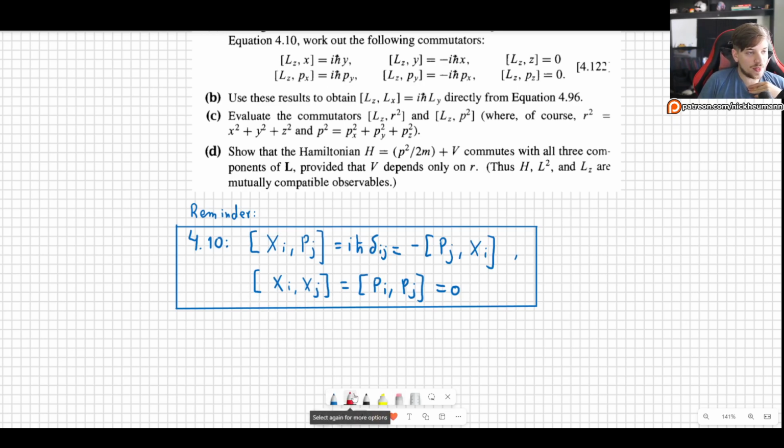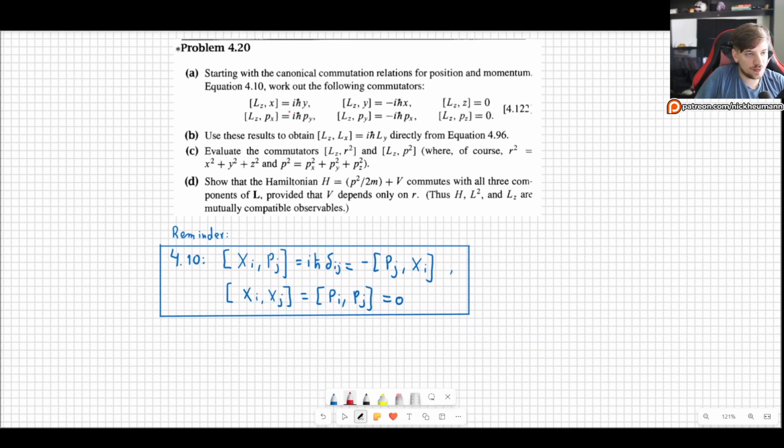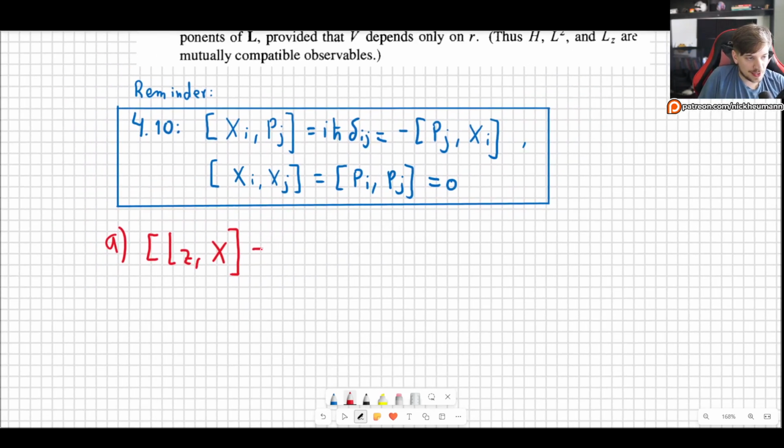Okay, so with that in mind, let us actually go ahead and work with part A. So we want to prove all of those commutators. So part A, let's begin. Let's begin with the commutator of Lz, x. That's the angular momentum, or the z component of the angular momentum. So how do we calculate this? Well, let's write out what the angular momentum in the z direction is. So this is x py minus y px, comma x.